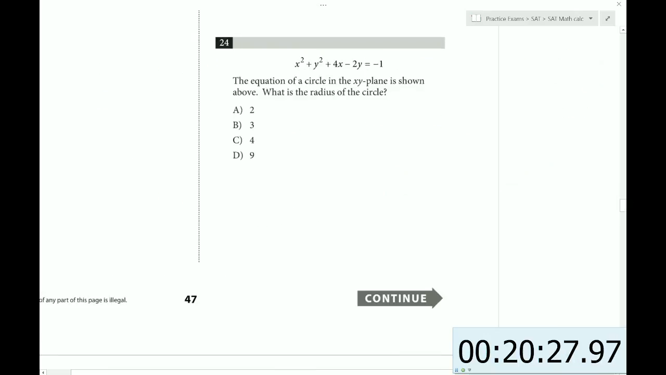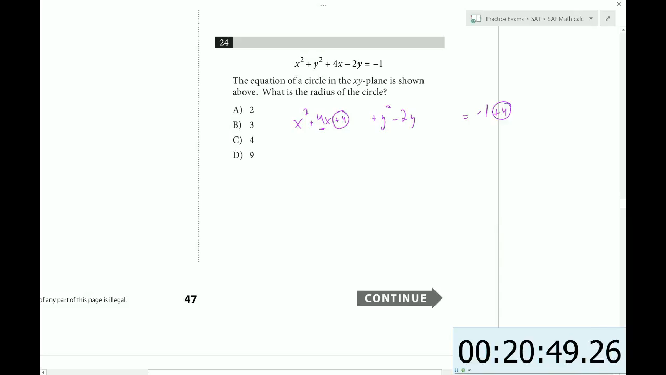The equation of a circle in a plane is shown. What is the radius of the circle? So we're going to have to complete the square. We group the x terms together, and we group the y terms together. To find the key number, we half the middle number here and square it. So that's 2, and then 2 squared is 4. So we add that to both sides.